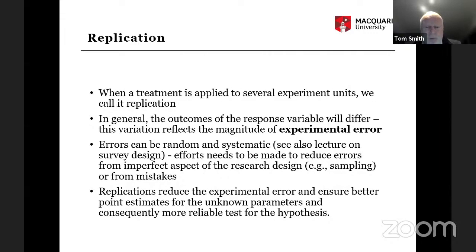Replication can be very important because that reduces the amount of experimental error. So don't just run the experiment once. You can run it multiple times and then take the average of the effect of the X variable on the Y variable. And so that gives you better control of experimental error.